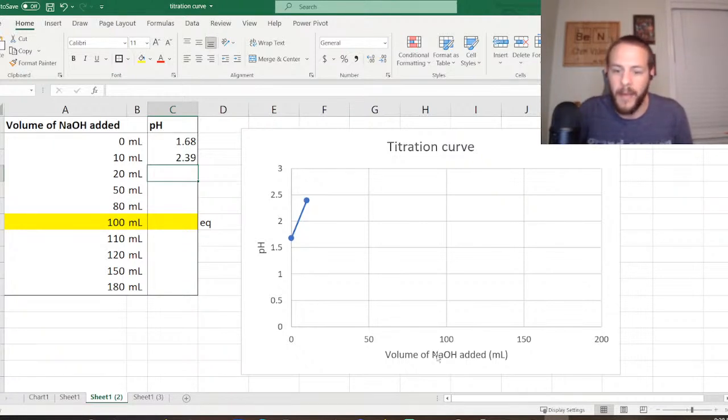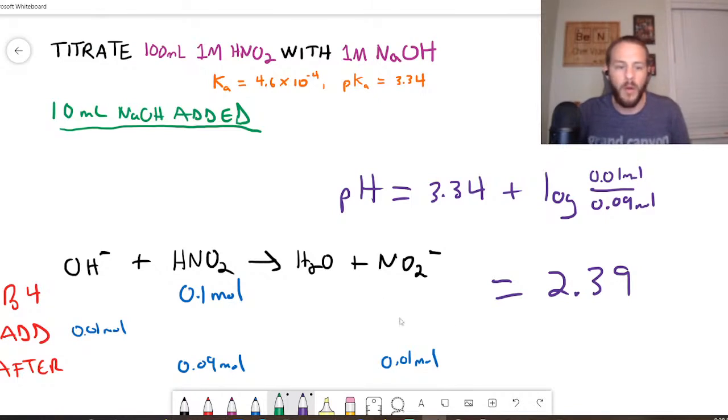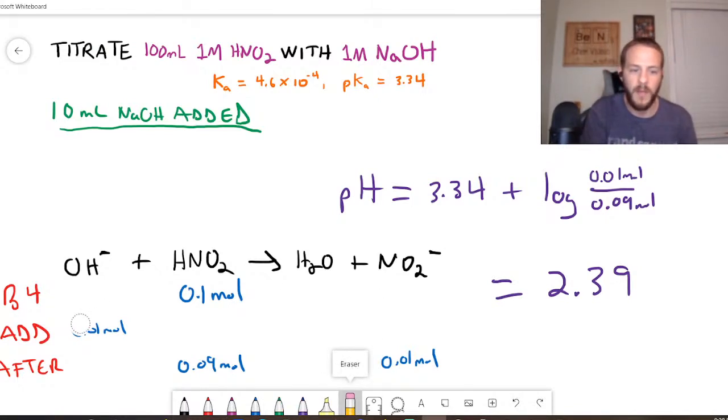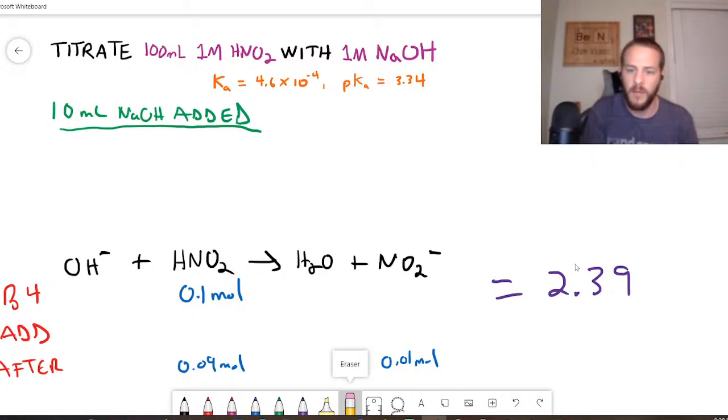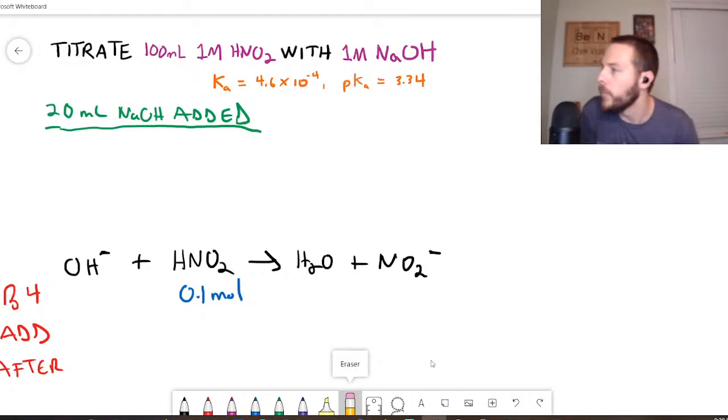So I'm going to go back to the whiteboard and erase all the stuff that I no longer need. I'll just replace that one with a 2. 20 milliliters of sodium hydroxide. What is the pH going to be of the solution when we perform that addition?